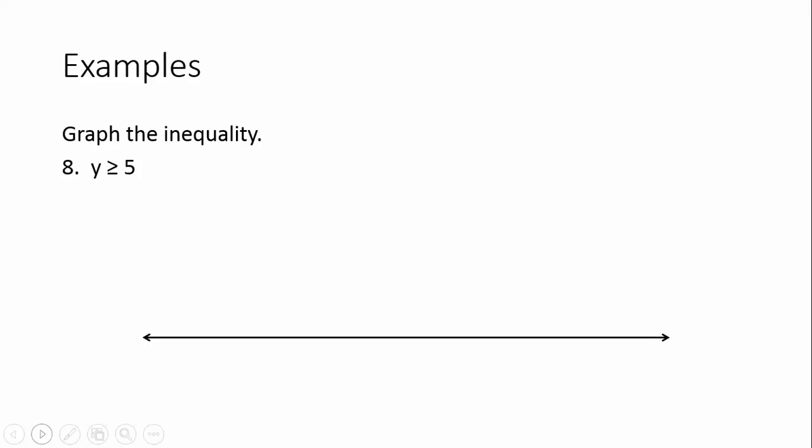Go ahead and pause the video here. Try this example on your own. We have y greater than or equal to 5. So we're going to plot 5 on the number line in the middle. We're going to use a closed dot because we are including 5. It's greater than or equal to. And we're going to shade to the right.